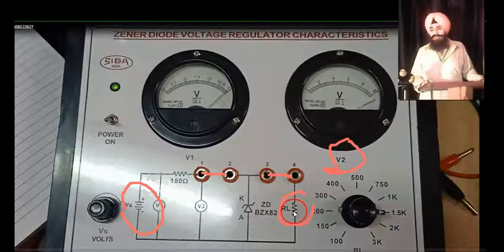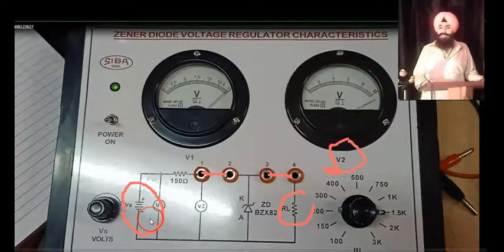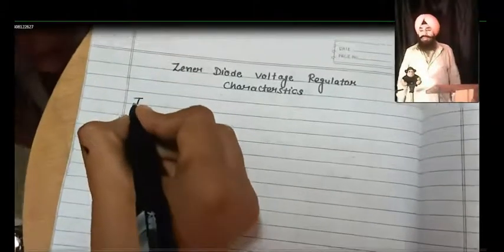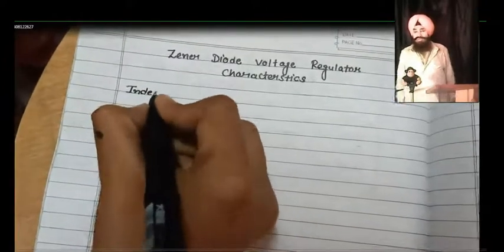You go on varying RL, note down the voltage across the Zener V2, but Vs at that time should remain at some fixed value. So this is our second plot. There are two plots, and from the plots we see whether our Zener is a good stabilizer or not. Okay, now let me start. So, Zener diode as a voltage regulator.